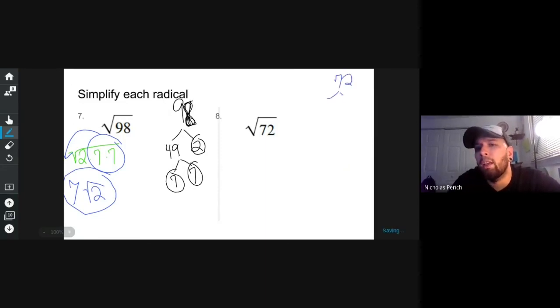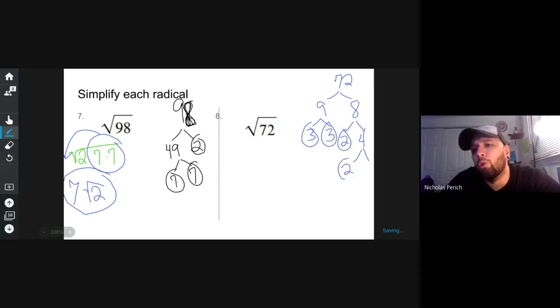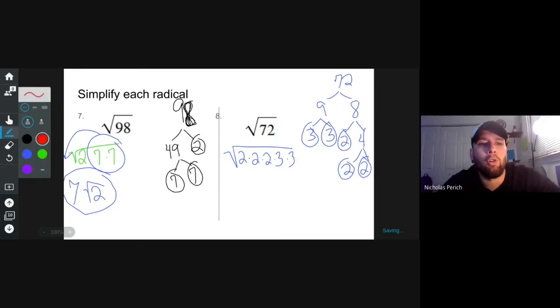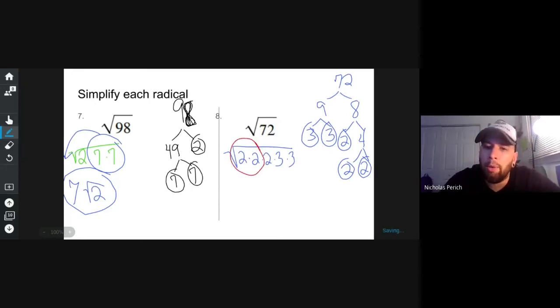I don't know what the square root of 72 is. It's not a perfect square, but I know that 72 is 9 and 8. And I do know that 9 is 3 and 3. And I do know 8 is 2 and 4. And I do know 4 is 2 and 2. Which means the square root of 72 is the same thing as writing this in order: 2 times 2 times 2 times 3 times 3. I circle each identical pair.